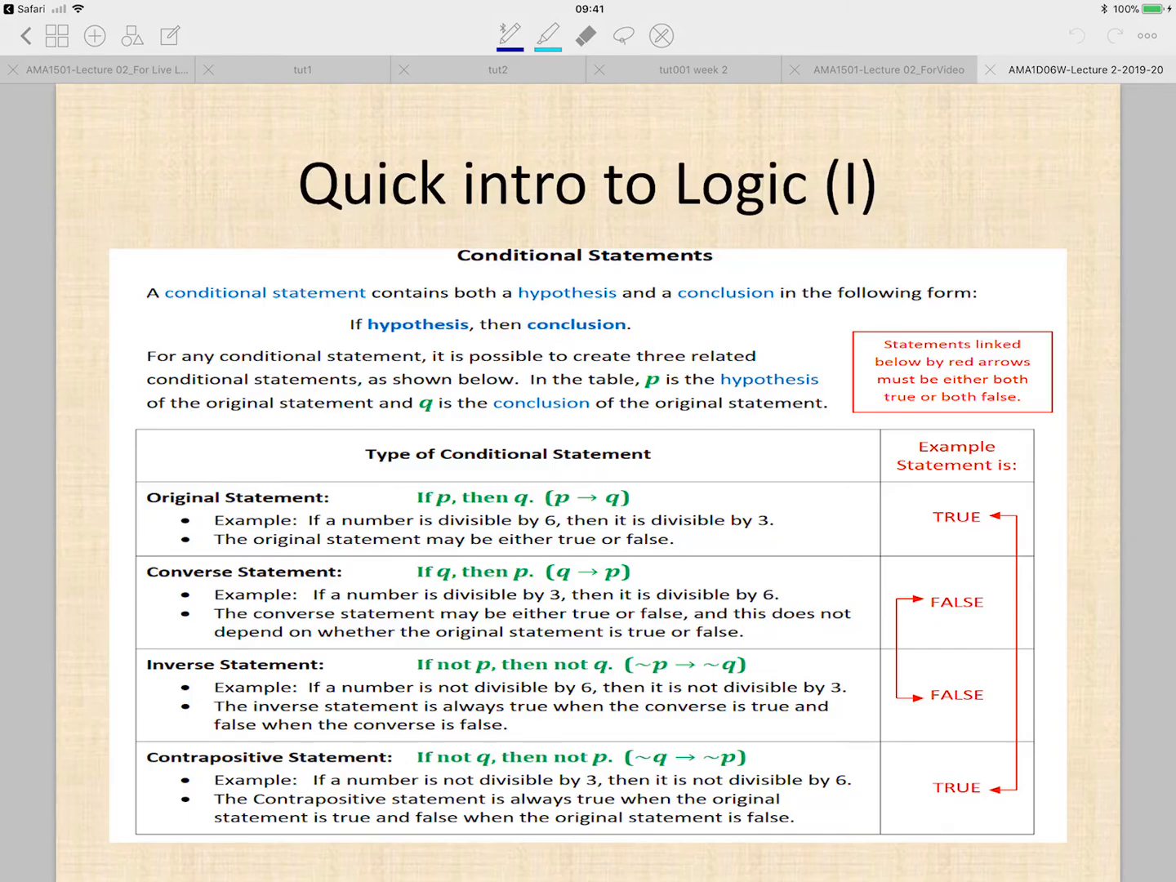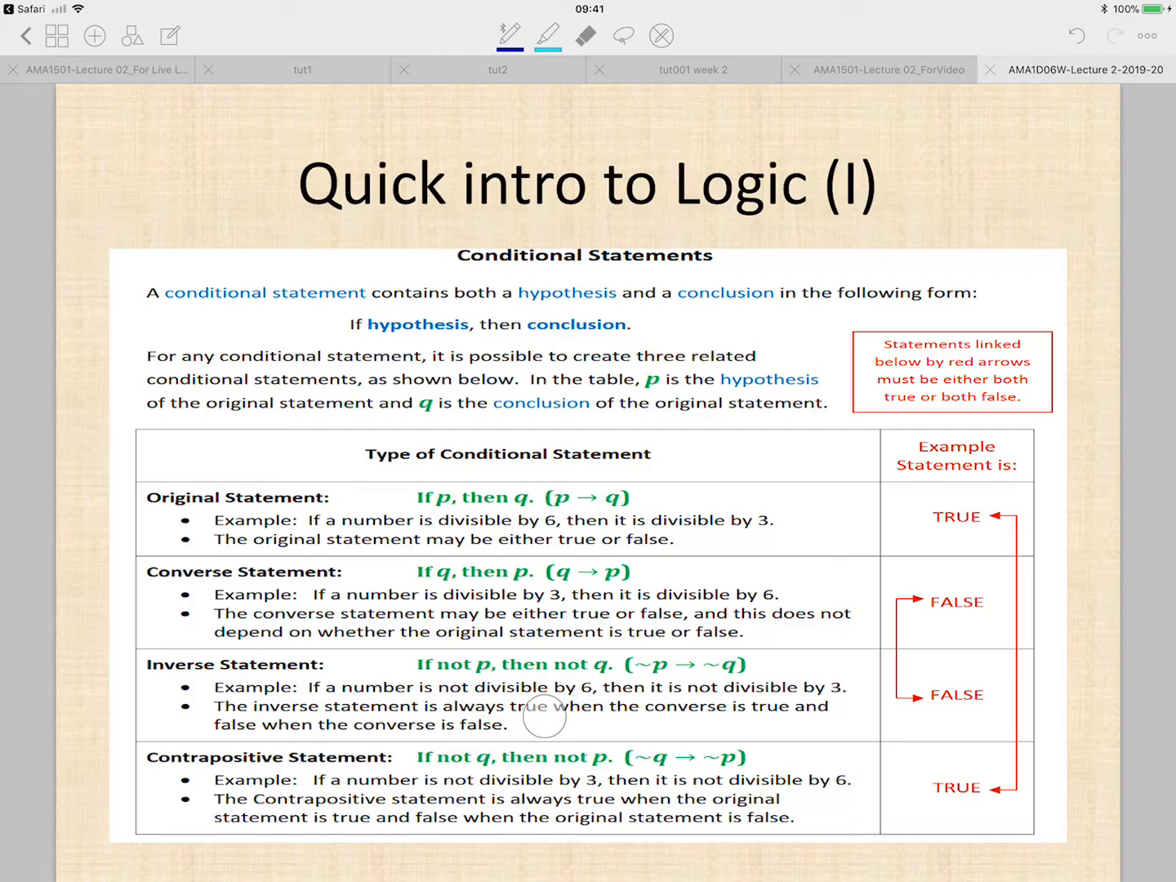So a conditional statement contains both a hypothesis and a conclusion: if hypothesis, then conclusion. Usually P is the hypothesis and Q is the conclusion. So this is the original statement. If P then Q can be written P implies Q. For example, if a number is divisible by 6, then it's divisible by 3. Converse: if Q then P, which is the converse of this. It's not an equivalent statement. For example, if a number is divisible by 3, then it's also divisible by 6.